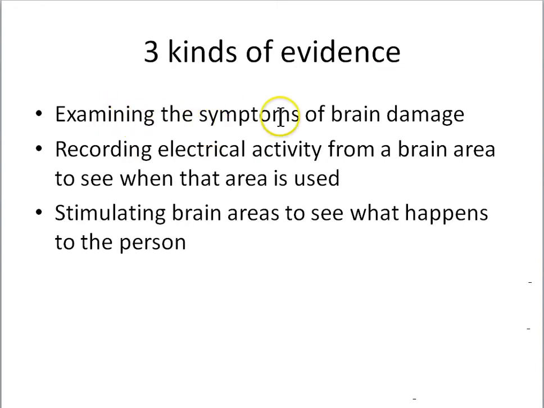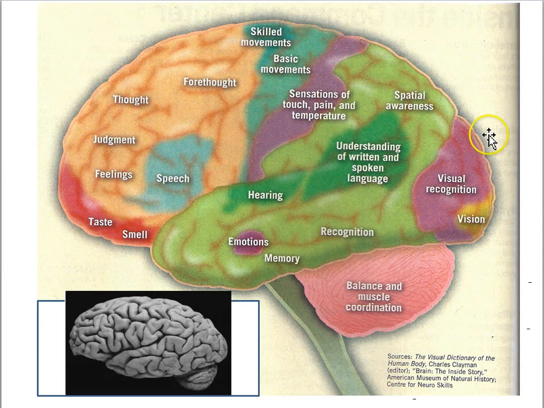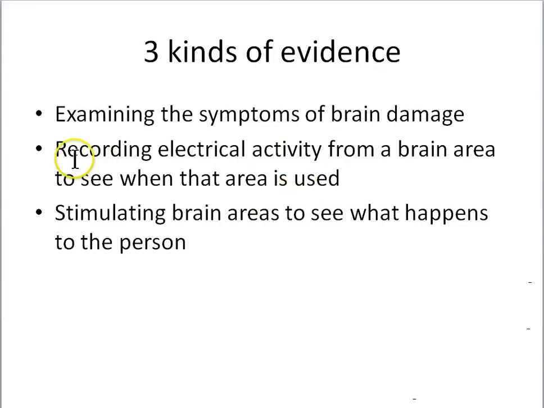First, you can examine the symptoms of people with brain damage. So for example, trauma to the back of the brain here can produce blindness. And so if damaging this brain area produces blindness, then we conclude that this brain region is normally processing vision when it is intact. Second kind of evidence is that you can record the electrical activity from a brain area to see when that area is being used.